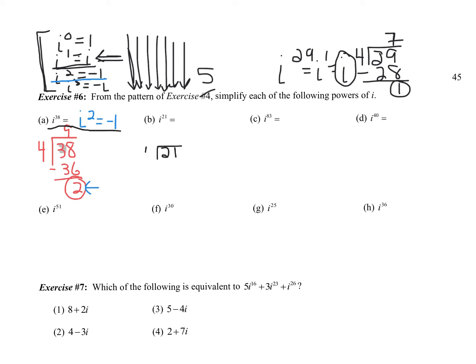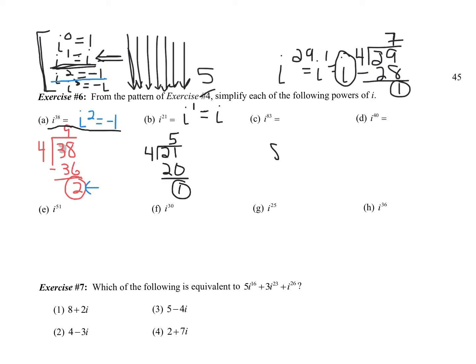So 21 divided by 4 goes in 5 times, and my remainder is 1. So this equals i to the first, which on my chart is i. And it's nice to memorize these 4. That's definitely something, you talk about memorizing your multiplication facts. Knowing the first 4 powers of i so you can find all the other ones is definitely important.